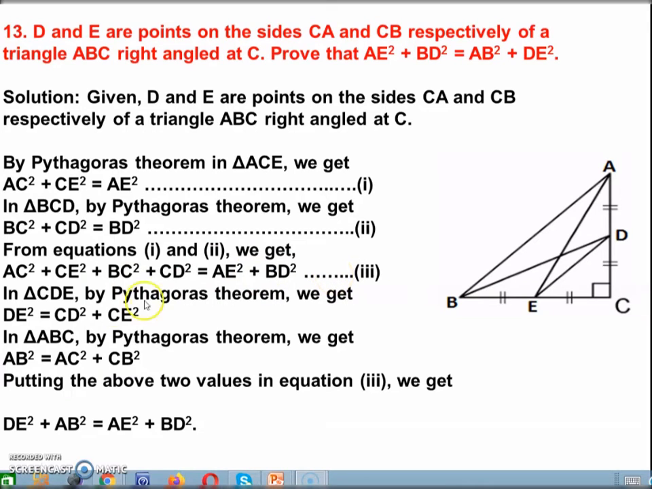Now here in triangle CDE, this smaller triangle, if you apply Pythagoras theorem here, you will get DE square is equal to DC square plus EC square. So you are going to combine the terms here, that is, rearrangement or regrouping of terms has to be done in such a way that CE square and CD square, when you combine, you will get DE square. And AC square plus BC square, when you combine, you will get AB square. So you will get DE square plus AB square is equal to AE square plus BD square.